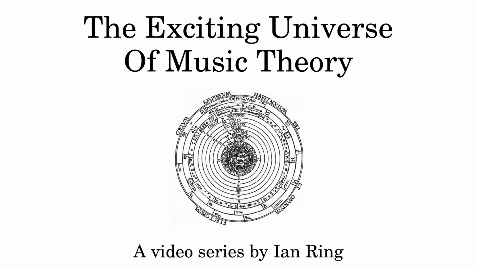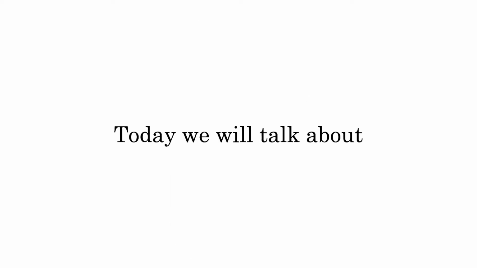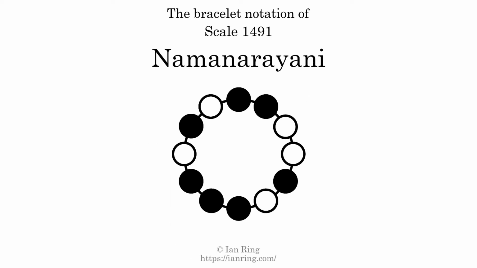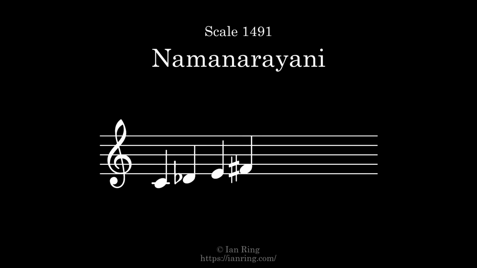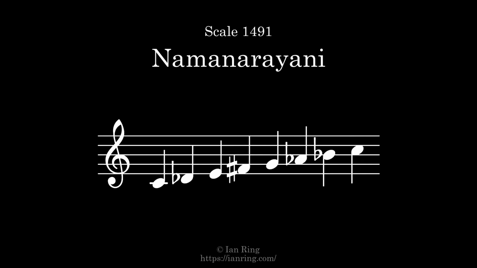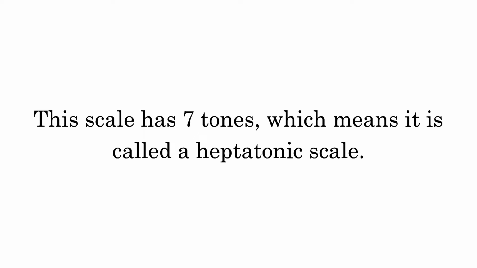Welcome to the exciting universe of music theory. Are you ready to learn? Then let's begin. Today we will talk about Scale 1491, Namanarayani, which sounds like this. This scale has 7 tones, which means it is called a heptatonic scale.